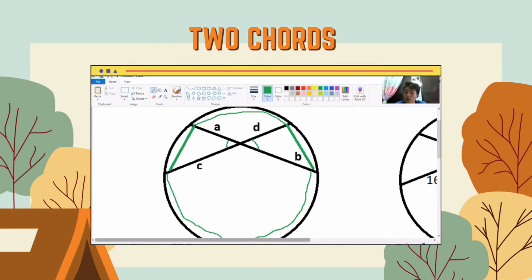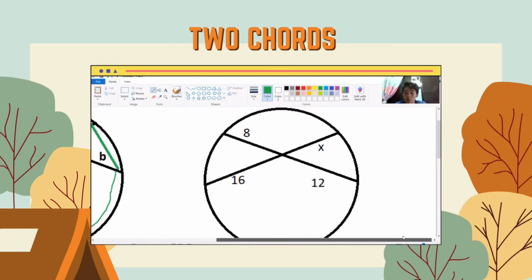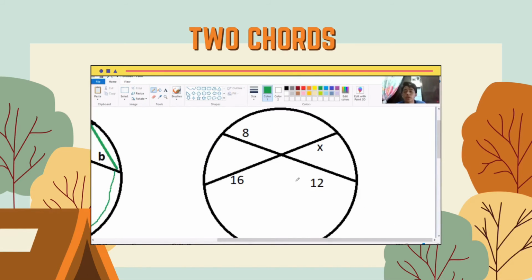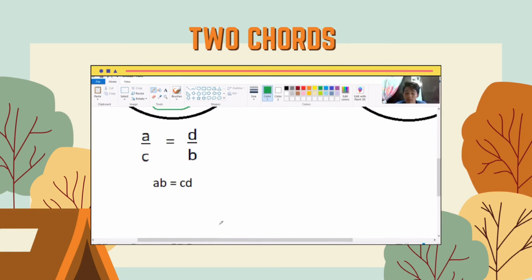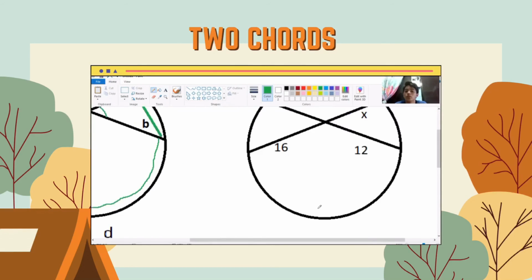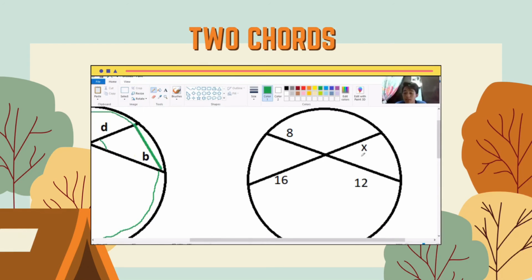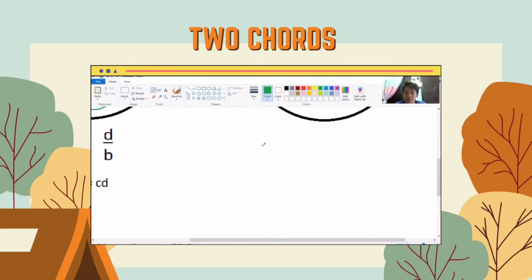So now we're going to head to our question. The question here is how to get x. Okay, to get x, we're going to use the formula. The formula is AB is equal to CD. Since the second chord has the x, we're going to put 8 times 12 here.